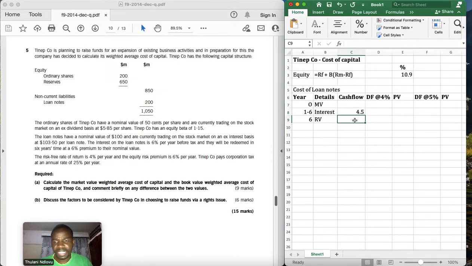Then the redemption value. We are told here the interest rate on the loan is 6% per year, and they will be redeemed in 6 years' time at a 6% premium to their nominal value. So we'll say the nominal value is $100 multiplied by 1.06, because they will be redeemed at 6% premium. So we get 106. Then the market value as at today, ex-interest basis is 103.50. So we put this as a negative 103.5.